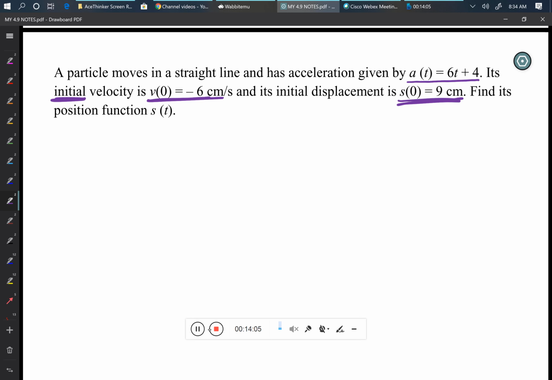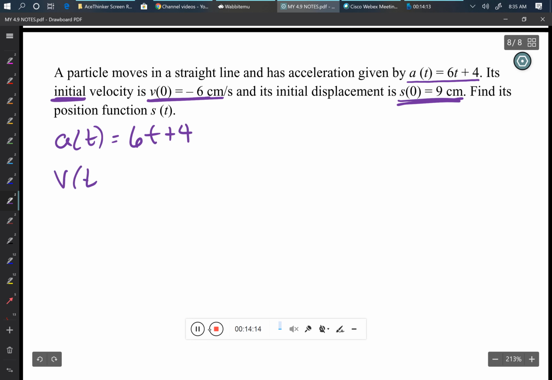I think I can do that. So if A of t is equal to 6t plus 4, what would V of t look like? Well, I take the antiderivative of that. It's going to be 6 times t squared over 2. I'll take the antiderivative of 4. That's going to give me 4t plus some unknown constant.